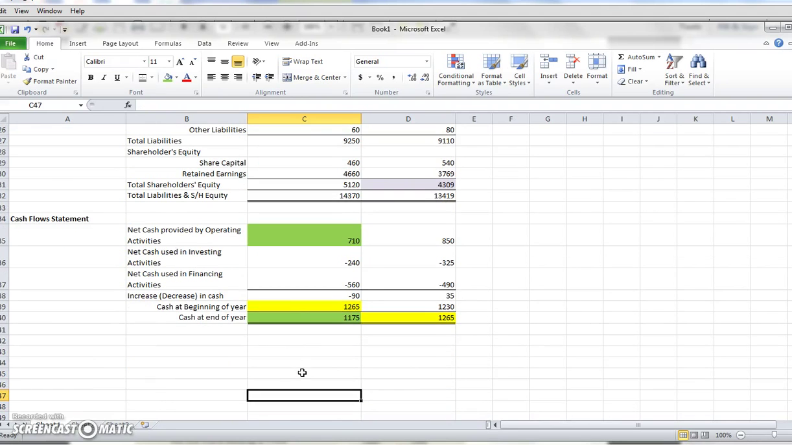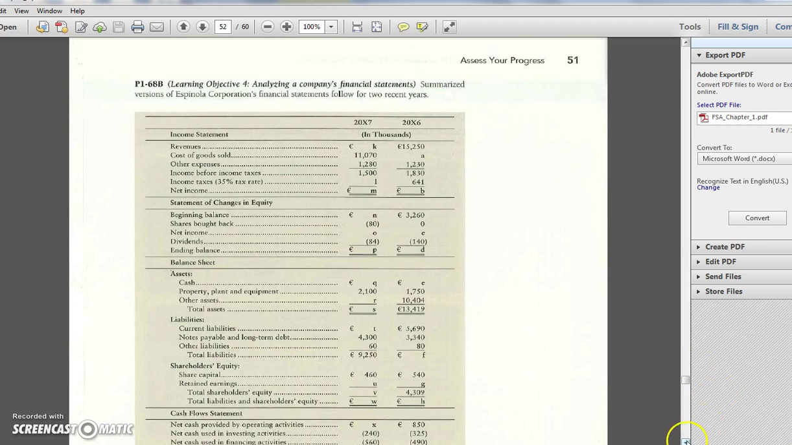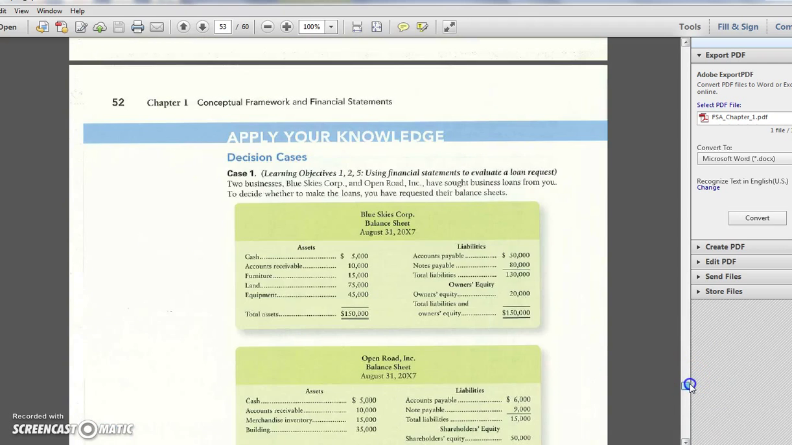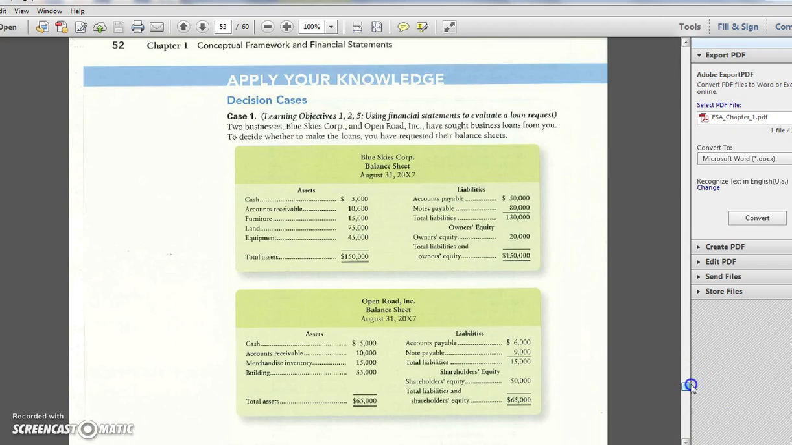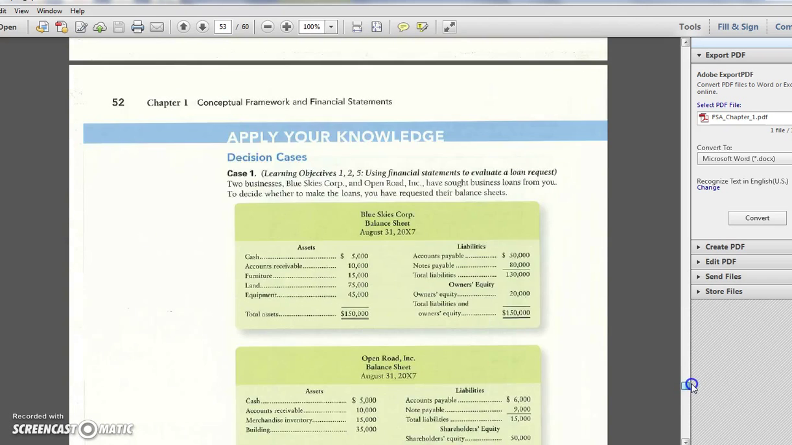Anyway, so here we are. That's the end of this part. Now we can go on to the other review exercises. We have, I think, the decision cases. And where are those decision cases? Here we are. Decision cases, case 1, and then case 2, and then we'll talk about that in class.